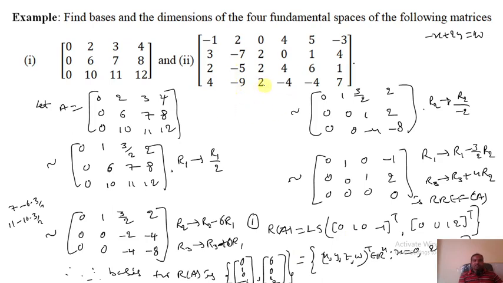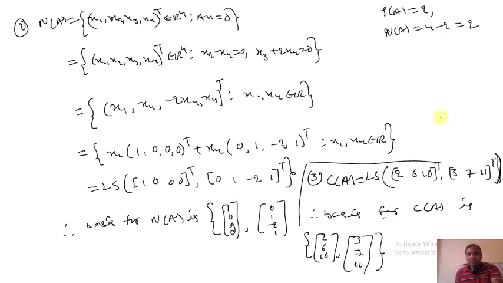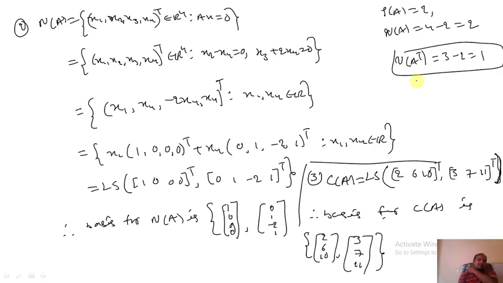It looks difficult, but it's a big matrix, 4 by 6. But you get it easily, try it. I think you get rank 2. Try that one. In this one, we got rank 2. What is the null space of A transpose? How many vectors are in the null space of A transpose? It is 3 minus 2, only one vector we are getting. The null space of A transpose contains only one vector, that means one vector is generating the null space.